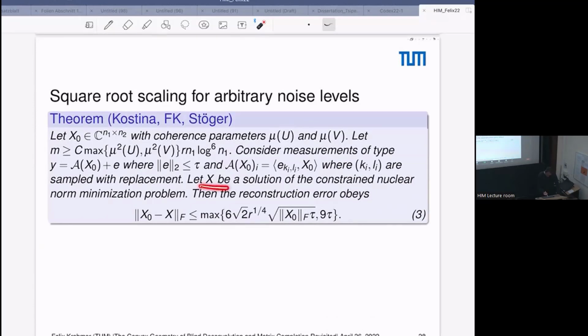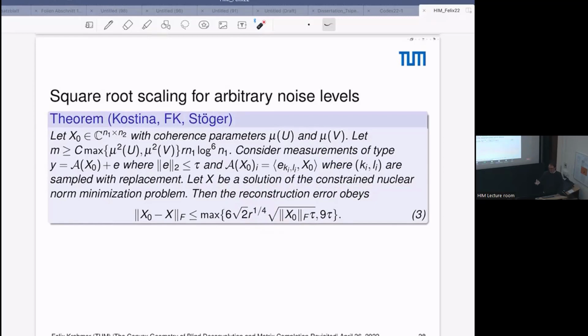And now we are looking at the solution of the constrained nuclear norm minimization problem. And then what we get is, again, we have two regimes, the square root tau regime and the tau regime. But for this square root of tau regime, we still get a factor of r to the 1/4. Why 1/4? The idea is that I think it is under the square root.